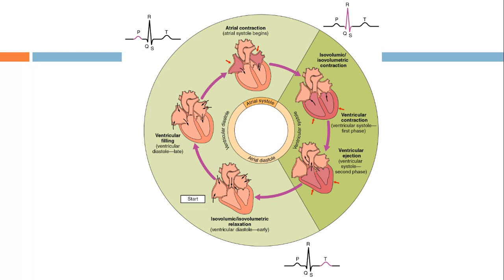This graphic shows you the entire cardiac cycle. We're going to be focusing on the different elements of this cycle, but you can see that it's showing you all the different places where valves are closing, blood is flowing, and what's going on in each part of the electrocardiogram.